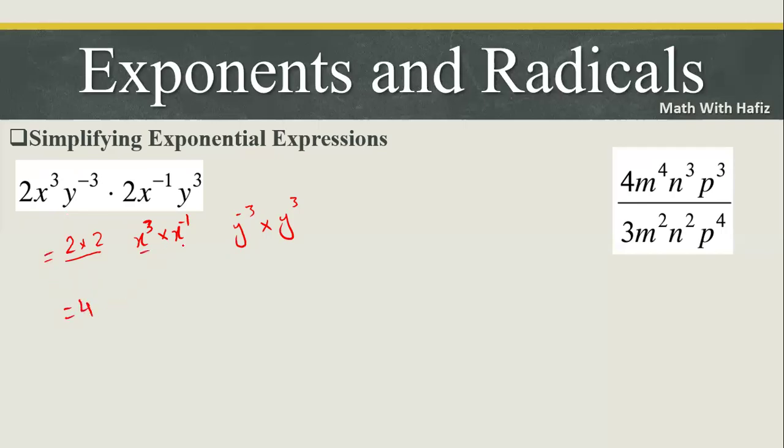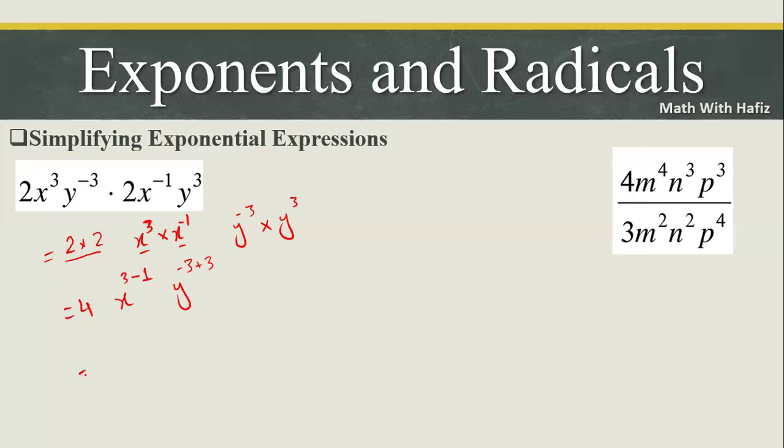Now here we have the same base and their powers are going to add according to the rule. So it will be x to the power of 3 plus minus 1, it will be minus 1. Then we have y to the power of minus 3 plus 3. Hopefully it's clear, because whenever we are multiplying something with the same base, their powers should be added.